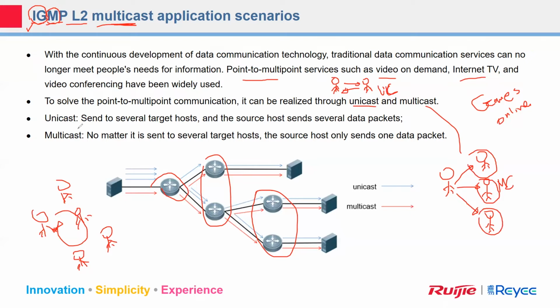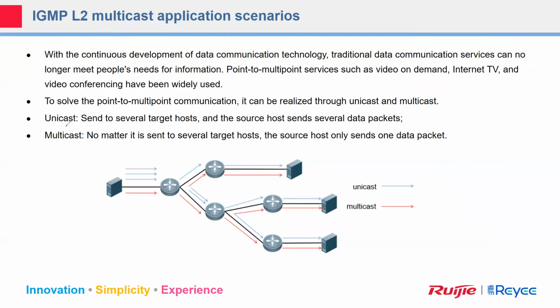Okay, so unicast sends to several target hosts, and the source host sends several data packets. Multicast, no matter how many target hosts it is sent to, the source host only sends one data packet. What does it mean? It means that if it's a unicast architecture, let's say we are playing some games online, right?